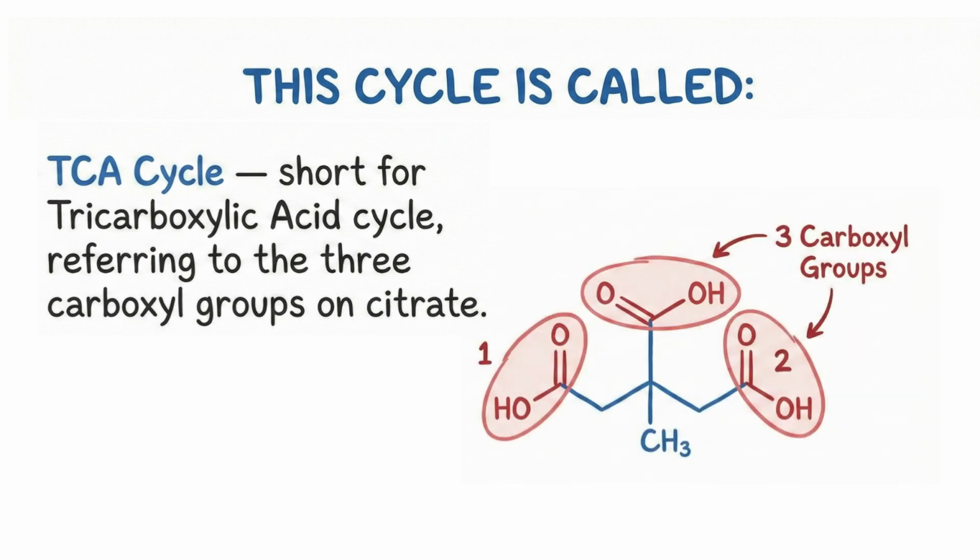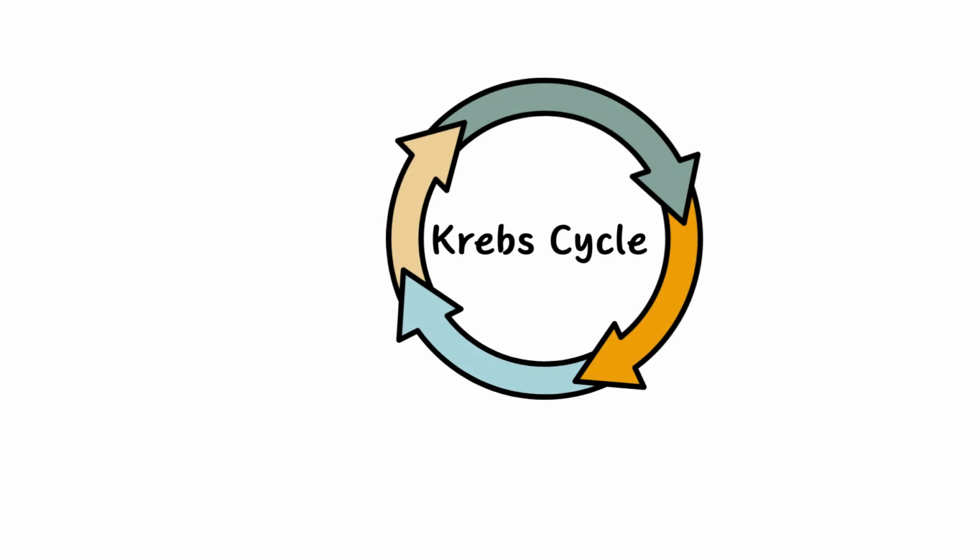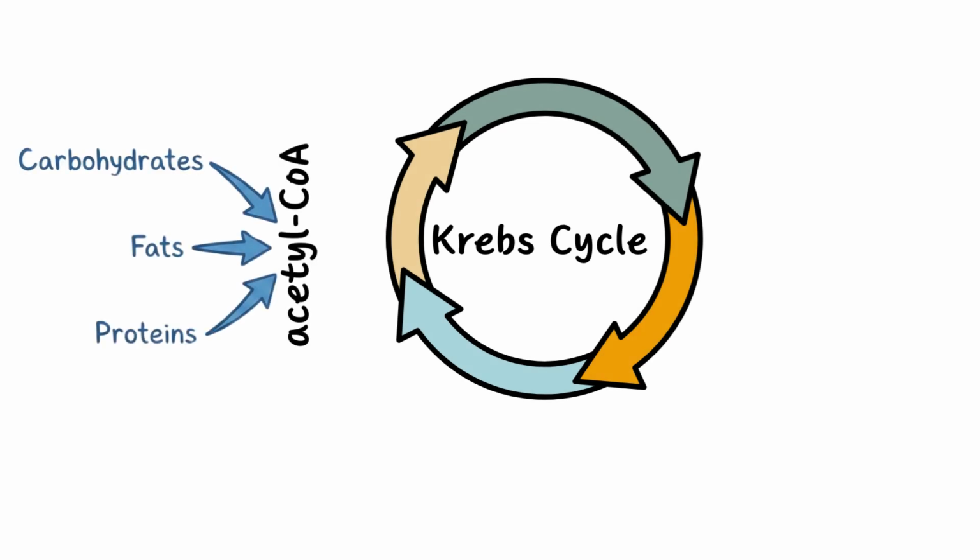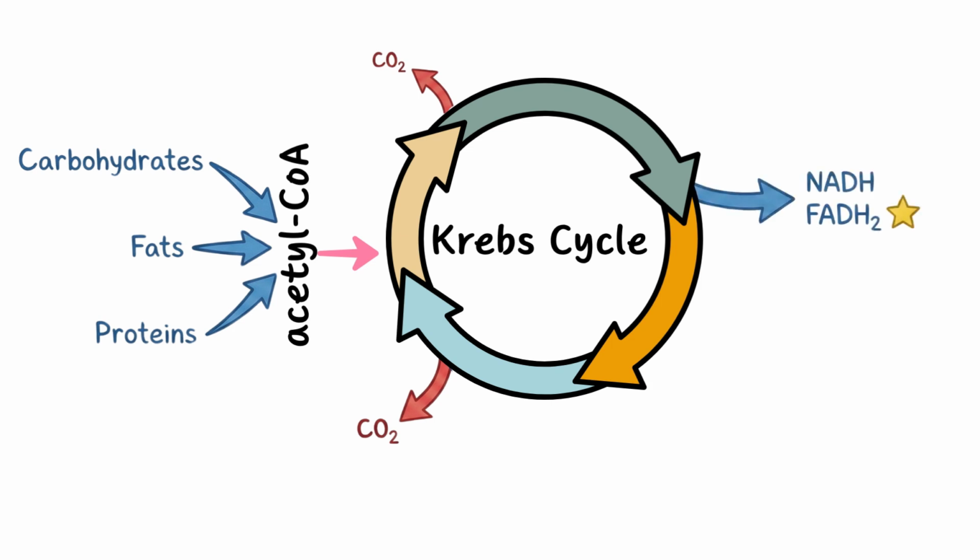So, what is the Krebs cycle? The Krebs cycle is a cyclic metabolic pathway where acetyl CoA, derived from carbohydrates, fats, and proteins, is oxidized to carbon dioxide and generates NADH and FADH2 and a molecule of GTP. GTP can be converted to ATP.